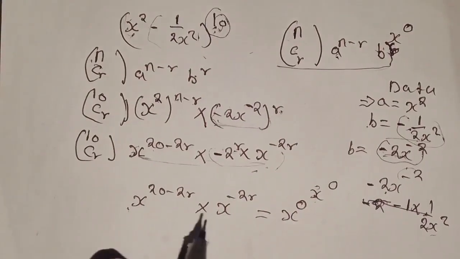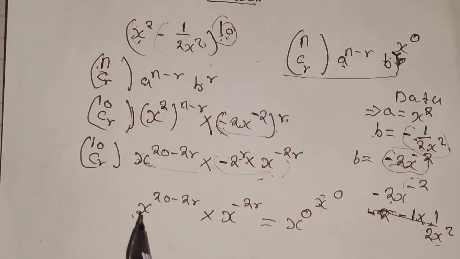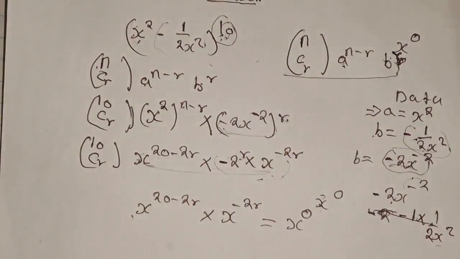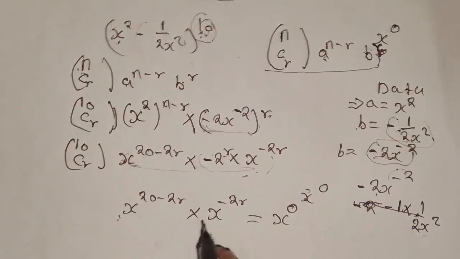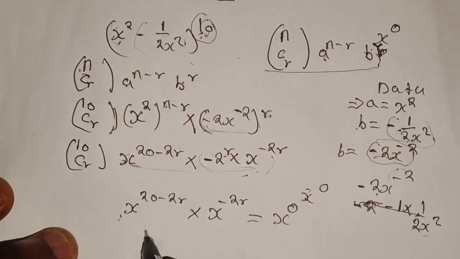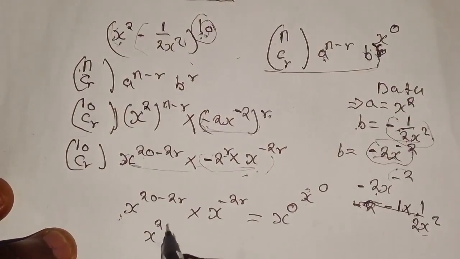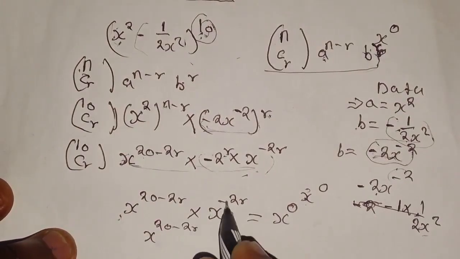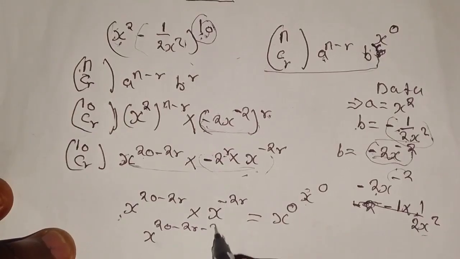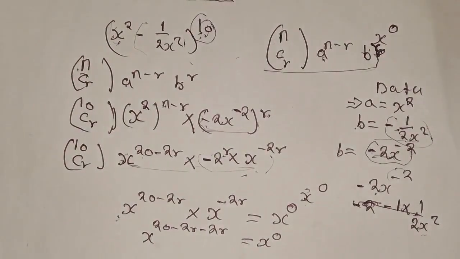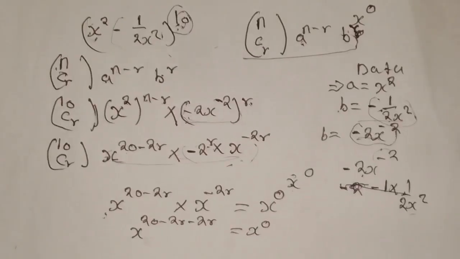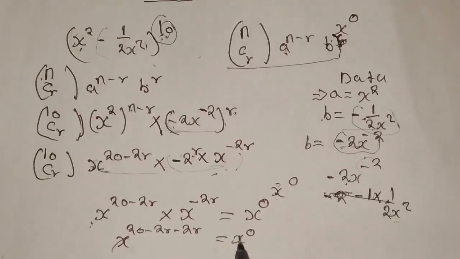So according to the law of multiplication under indices, when you're multiplying numbers of the same base, you just add the powers. In this case, x and x are the same base, so we're just going to add the powers. So we're going to have x to the power 20 minus 2r. We also add this, which is negative 2r, is equal to x to the power 0.